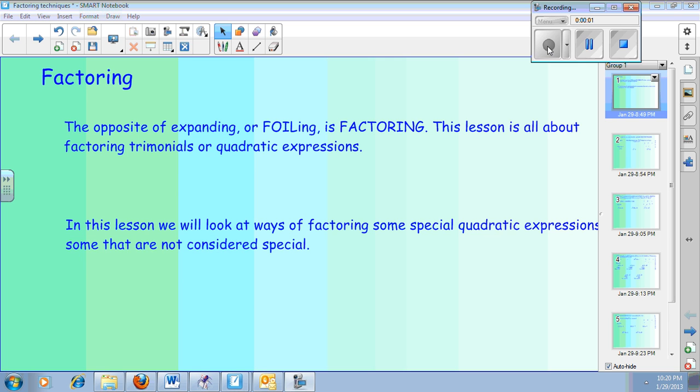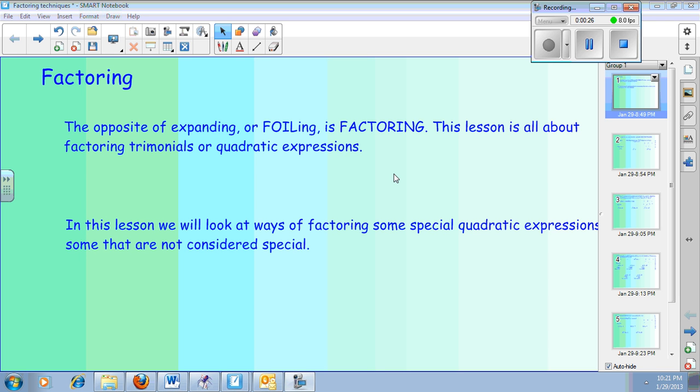In the previous lesson, you were working on using FOIL to expand two binomials into trinomials or quadratic expressions of the form ax squared plus bx plus c. Today we're going to look at the process in reverse. That process in reverse is called factoring. It's the opposite of expanding or FOILing. This lesson is all about factoring trinomials and quadratic expressions.